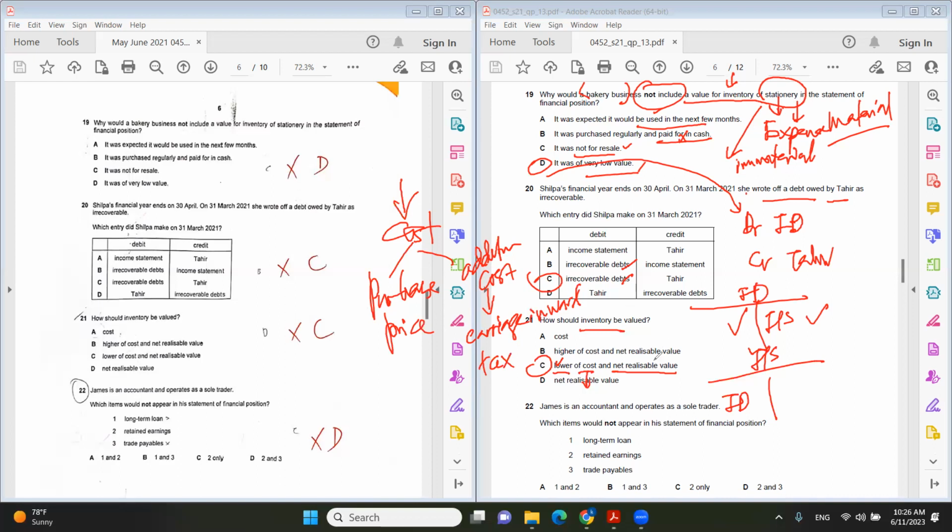Whereas net realizable value is, for example, you have inventory item A, with 10 units. When you bought them it was $10 each, so the total inventory is 100. You can sell it at $12.